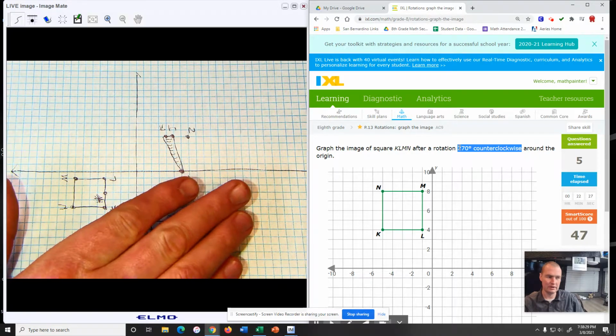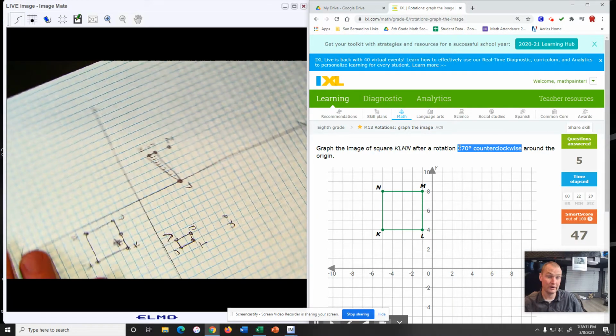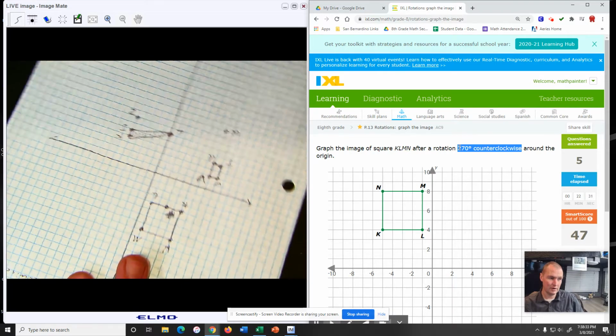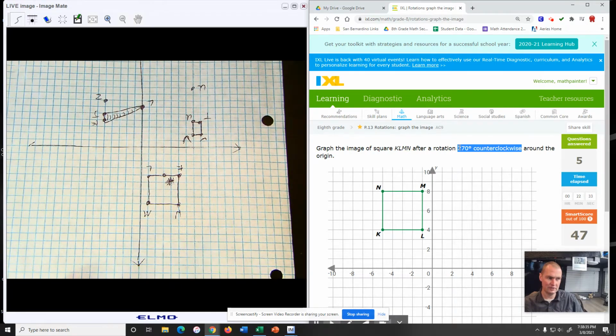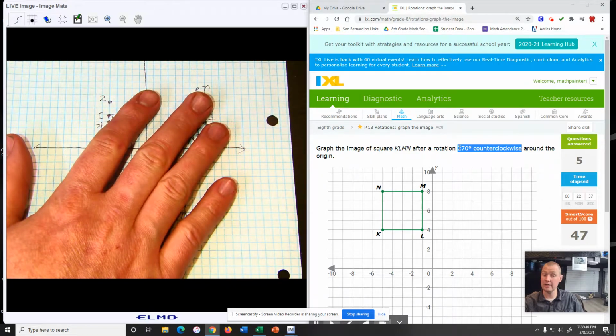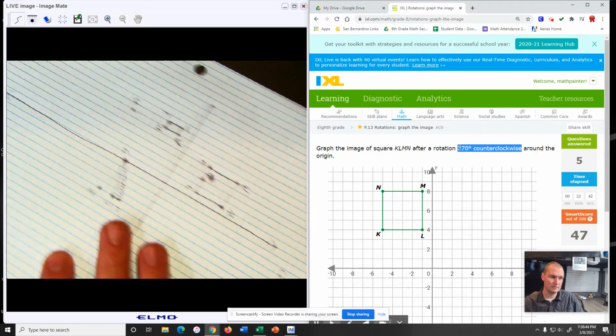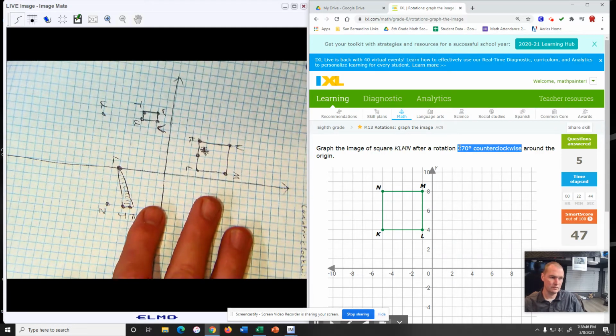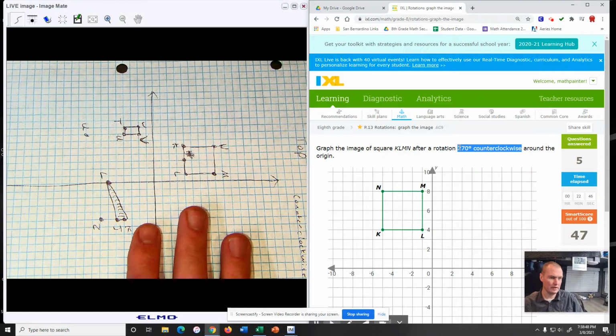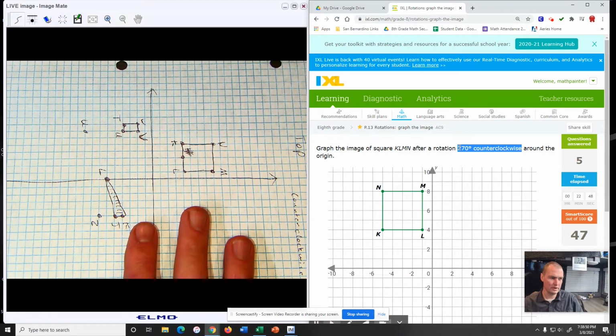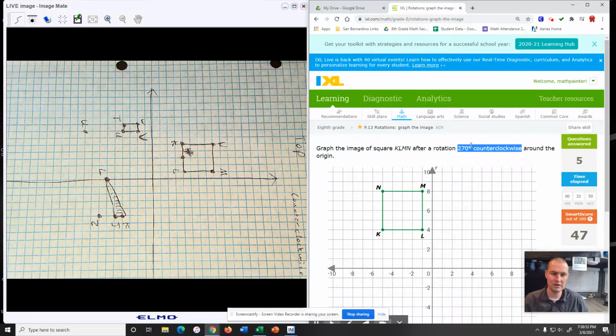90 degrees is not enough. Let's go another 90. So upside down will be 180. So now we are exactly upside down, 180 just like that. And one more time, 180 plus 90 will take me to 270. All right, that is 270 right there. Now we're just going to match it to the IXL.